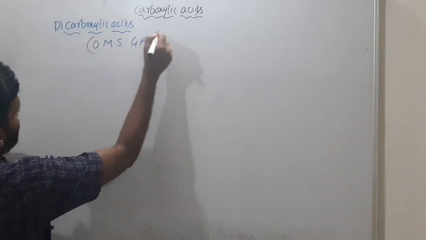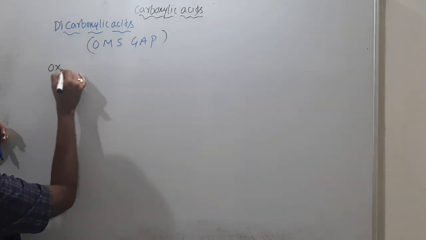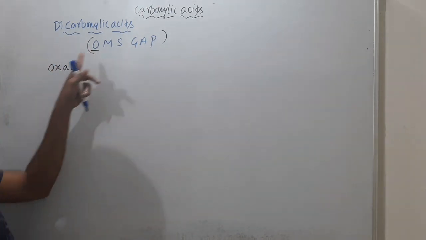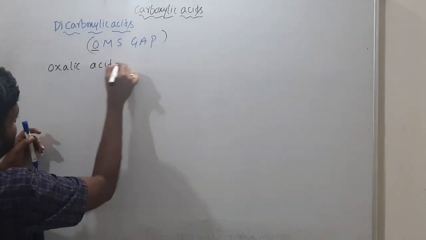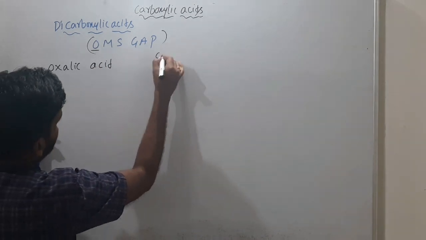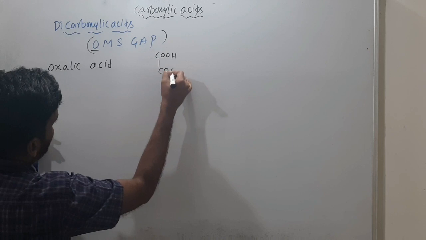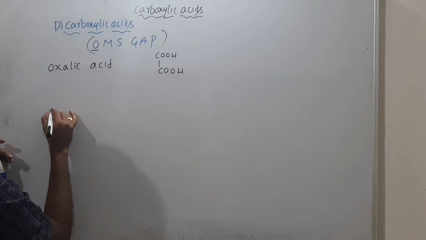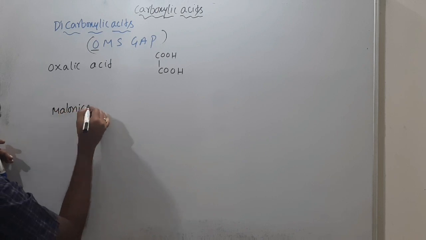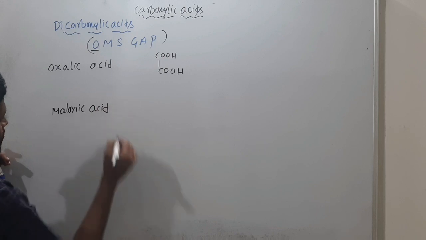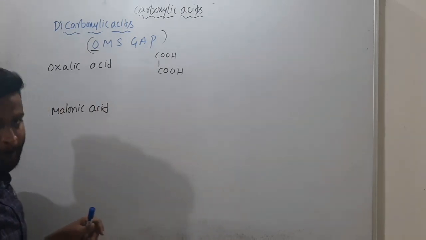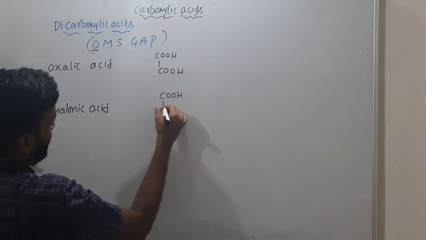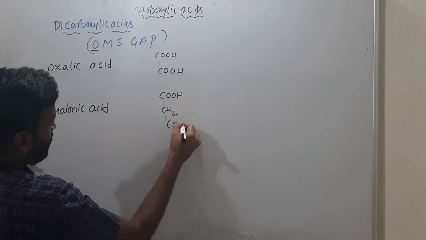Please remember. Ohm's gap means the first letter, O, oxalic acid. Oxalic acid means COOH single bond COOH. Next, malonic acid. What is this? Malonic acid means COOH, CH2, COOH.